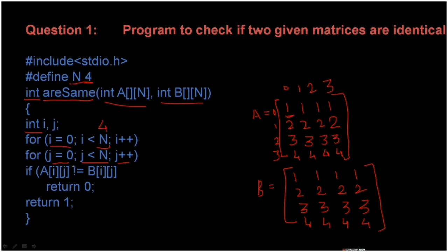Is this one not equals to B of i j? So what is B of i j? That is B of 0 comma 0. That is 1. Is it not equal? No. The condition is not true. This condition is not satisfied. If this condition is not satisfied, it will not go inside the braces, and it will again continue with j is equals to 1.